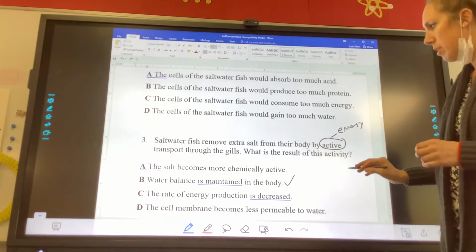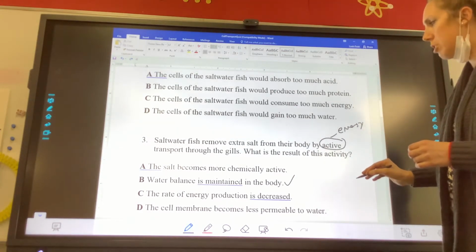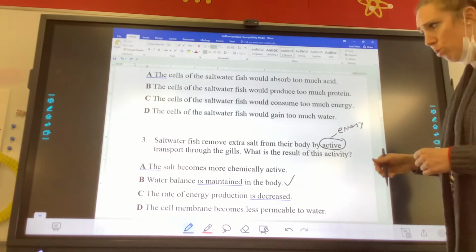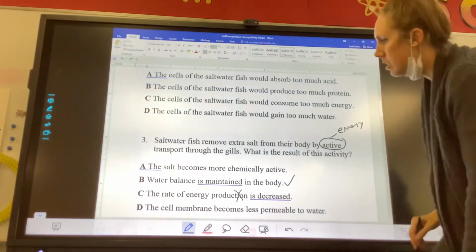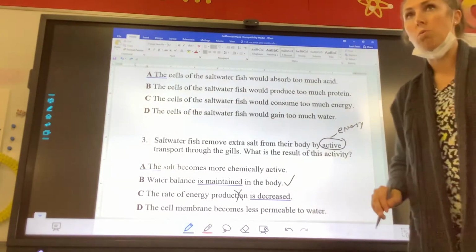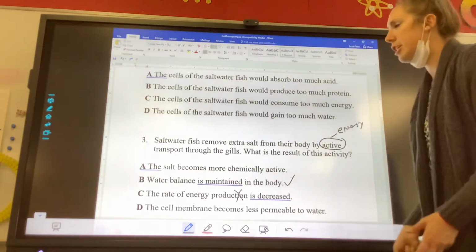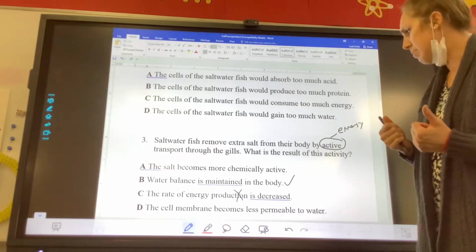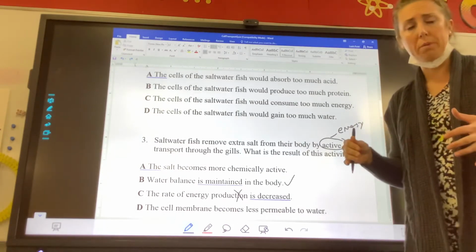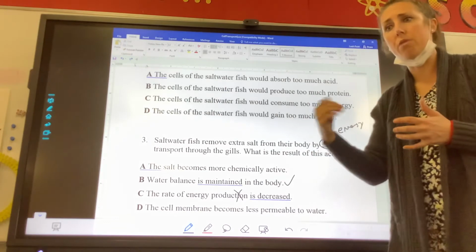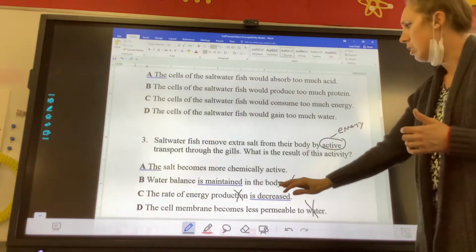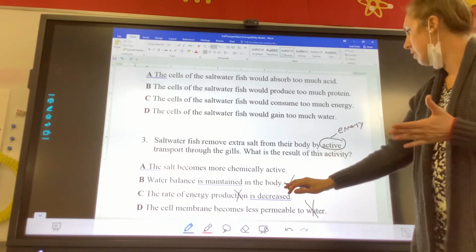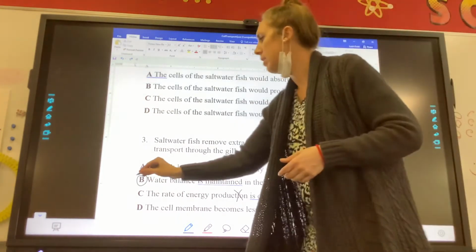The rate of energy production is decreased. Energy is not produced, it's used, so I don't believe that one. The cell membrane becomes less permeable to water. Water is always permeable. Water is always allowed to go in and out through simple diffusion, so that's not the right one. So I think the best is water balance maintained in the body of the fish. Okay, so B is the best answer.